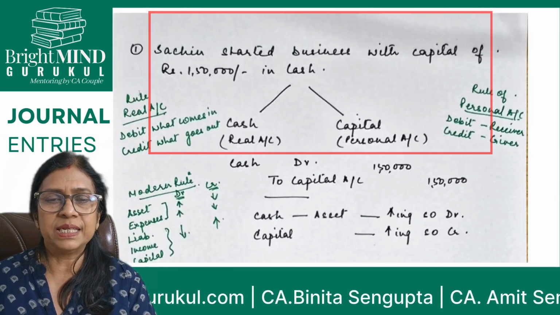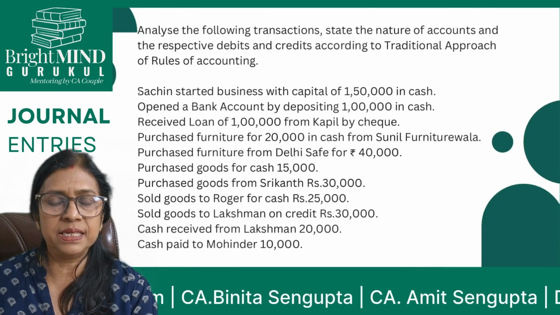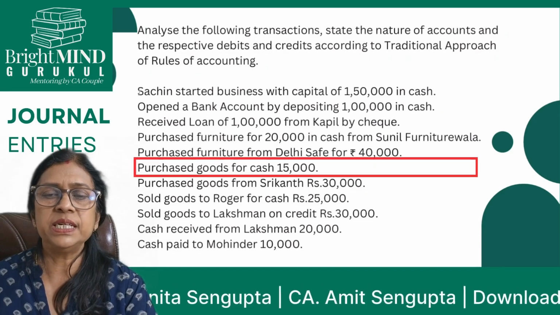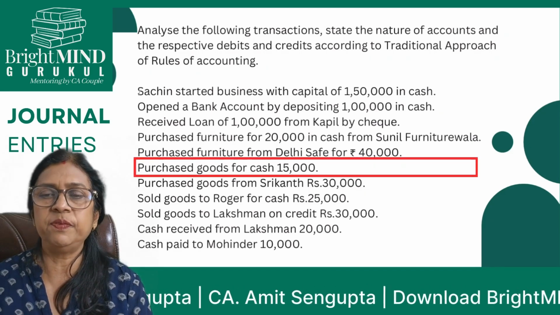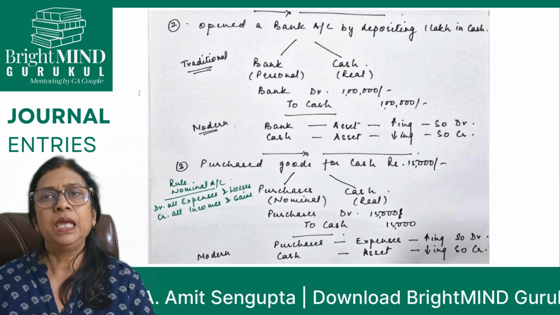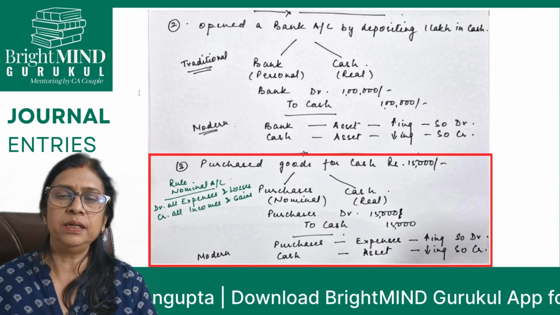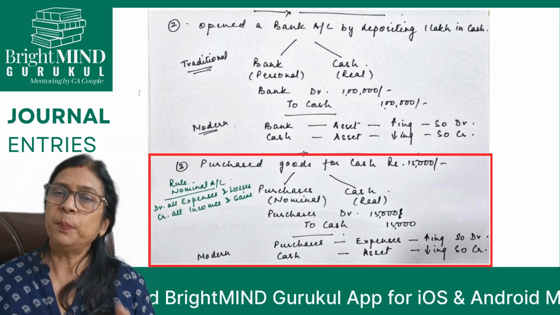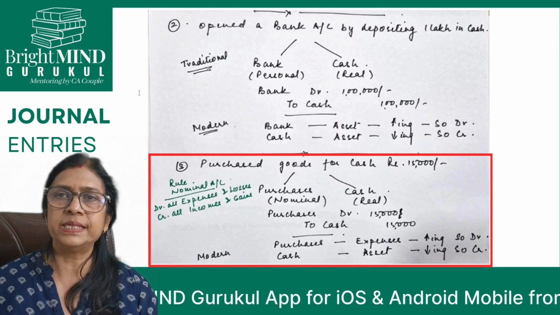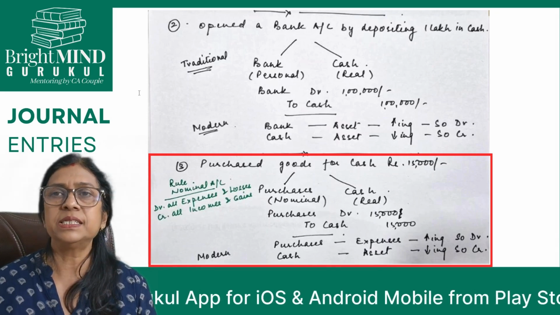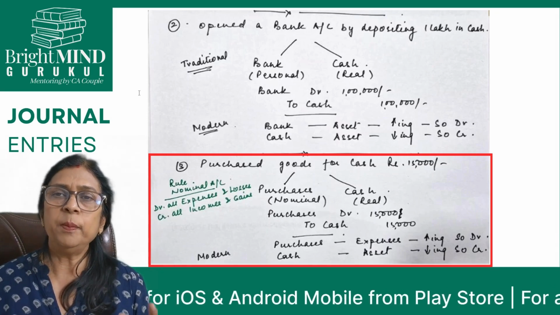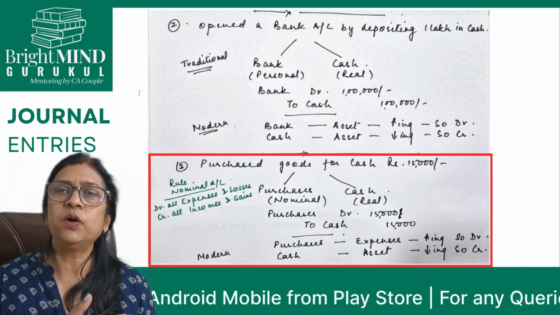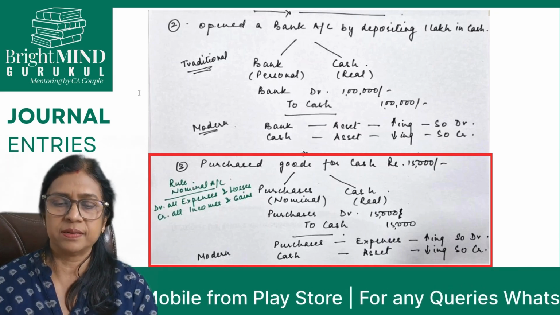Now coming back to the example, let us take this entry. Purchase goods for cash rupees 15,000. Here also the two accounts involved are, first, purchases and the second one, cash. So purchases is a nominal account because it is an expense, and cash is a real account. So for a nominal account, the rule will be debit all expenses and losses.